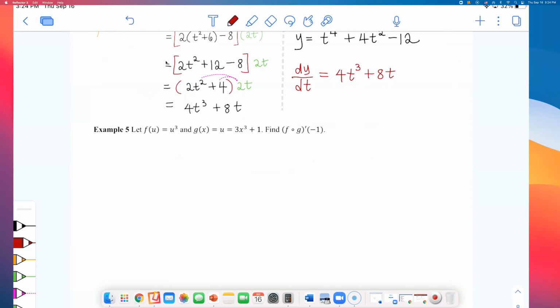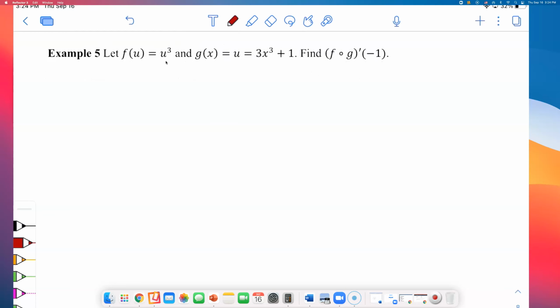All right, let's look at example 5. f of u is u to the third power, and g of x is u, and that u is equal to 3x cubed plus 1. Okay, they had to write it this way for some reason, right? So, okay, what are we doing with this? They said find f of g prime of -1.